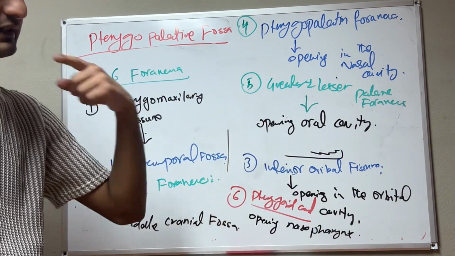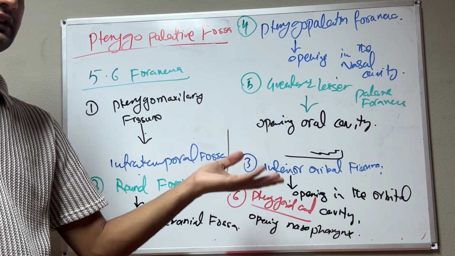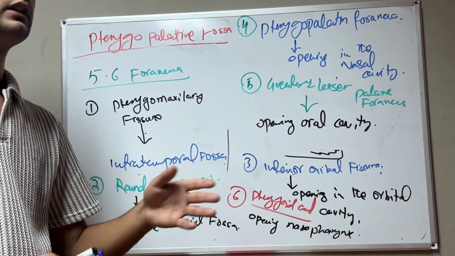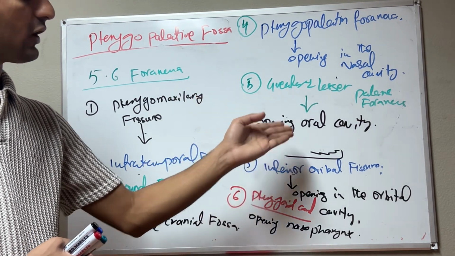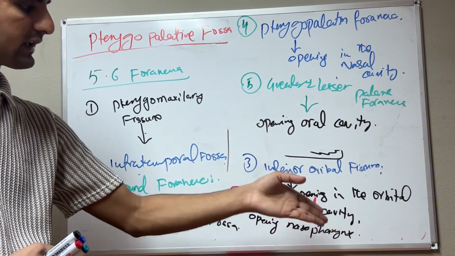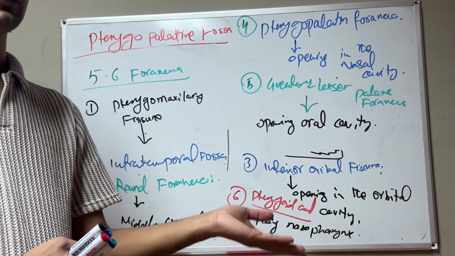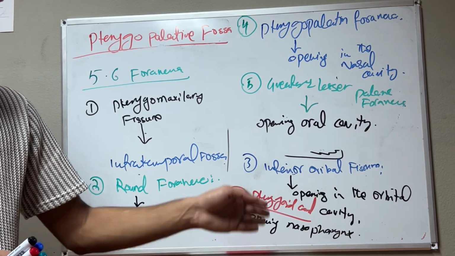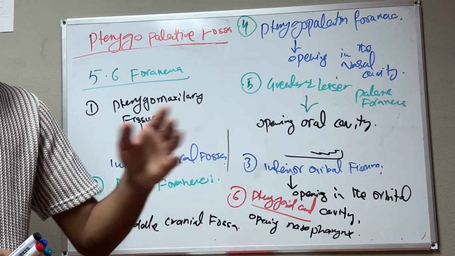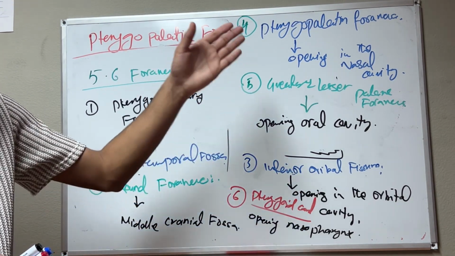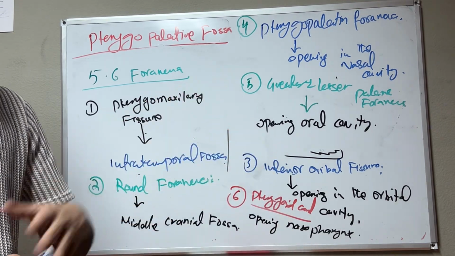Fifth we have the greater and lesser palatine foramina, which are located in the pyramidal process of the palatine bone and open into the oral cavity. And the sixth one is the pterygoid canal, which is located in the base of the pterygoid process of the sphenoid bone and opens into the nasopharynx. These are the 5 to 6 openings in the pterygopalatine fossa.